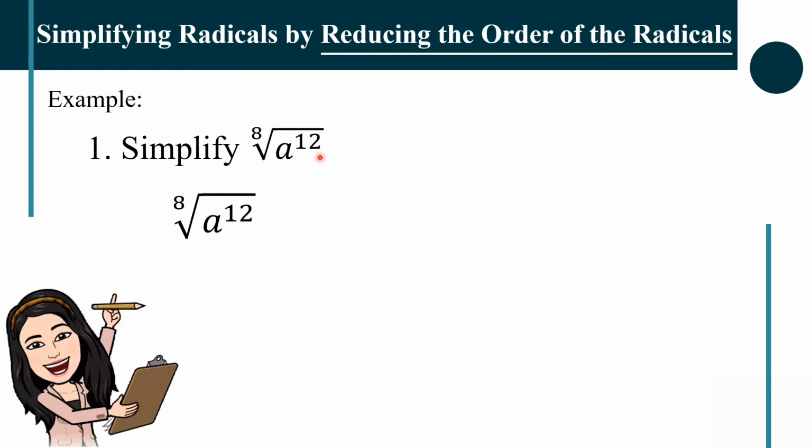So, how are we going to simplify this? First, kunin natin ang factors ng ating radical. Ang a raised to 12, alam naman natin na ang factors niya, na kung saan ang isa ay perfect 8th root, ay isang 8th root of a raised to 8, at isang a raised to 4. Kasi ang 8 plus 4 is equal to 12. Tama ba? Ito yung ating perfect 8th root, at ito yung ating non-perfect or already simplified.